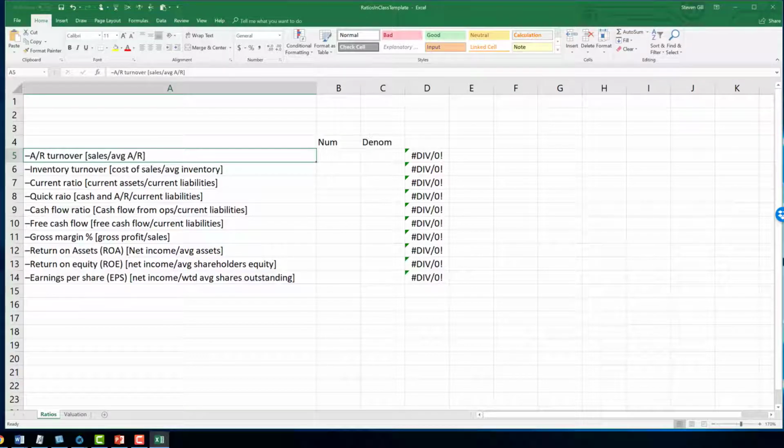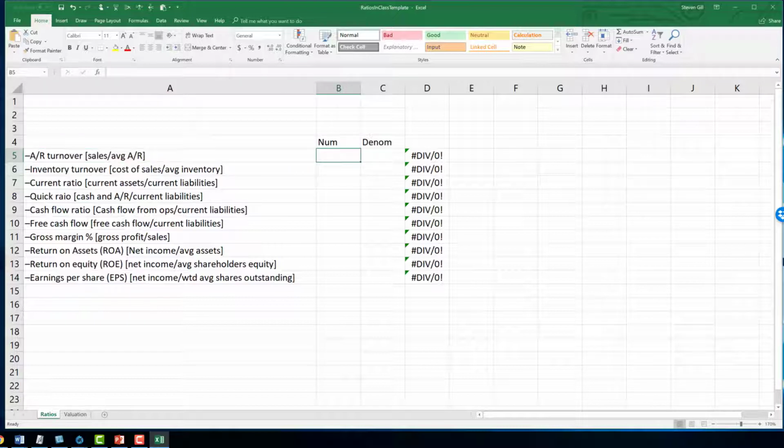Okay, welcome to Excel. We're going to calculate some of these ratios now using the balance sheet and income statement information on our example company that is posted and waiting for you in the Word doc in Blackboard. Okay, so we need to start with the accounts receivable turnover. That's going to be sales, which is $3.5 million, divided by average accounts receivable.